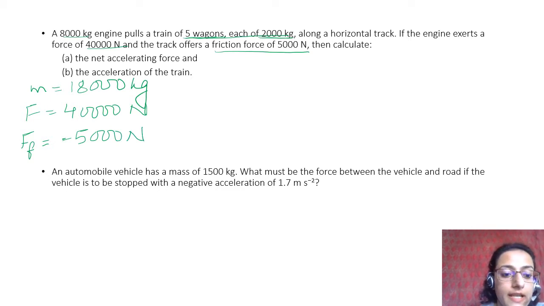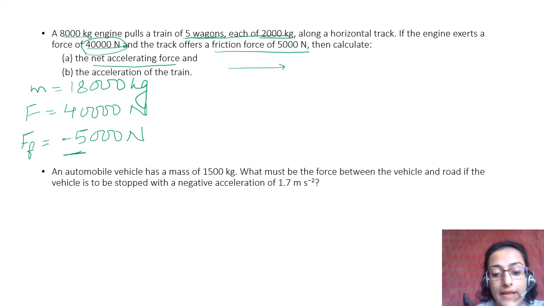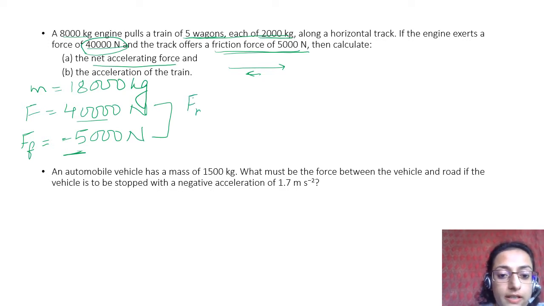Why have I given this a negative sign? Because friction always opposes the motion. It opposes the direction of motion, so it will oppose the force that is given here, right? So what is the net accelerating force? It will be the force exerted by the engine in this direction minus the force of friction, because friction acts in this direction. So what is the net force? Net accelerating force would be 40,000 minus 5,000, that is, net force is equal to 35,000 Newton, right?